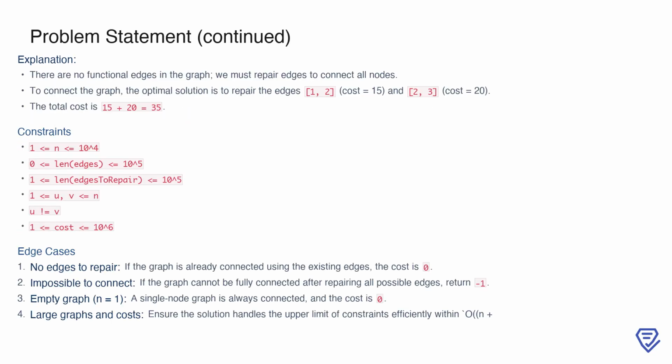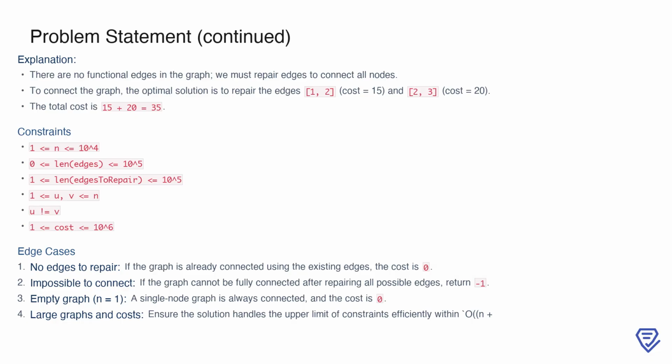Now, consider the third example where n equals 3, and there are no functional edges. The graph is completely disconnected, so we must rely entirely on repairing edges to connect all nodes. The broken edges provided are [1, 2, 15], [2, 3, 20], [1, 3, 30]. The output here is 35.